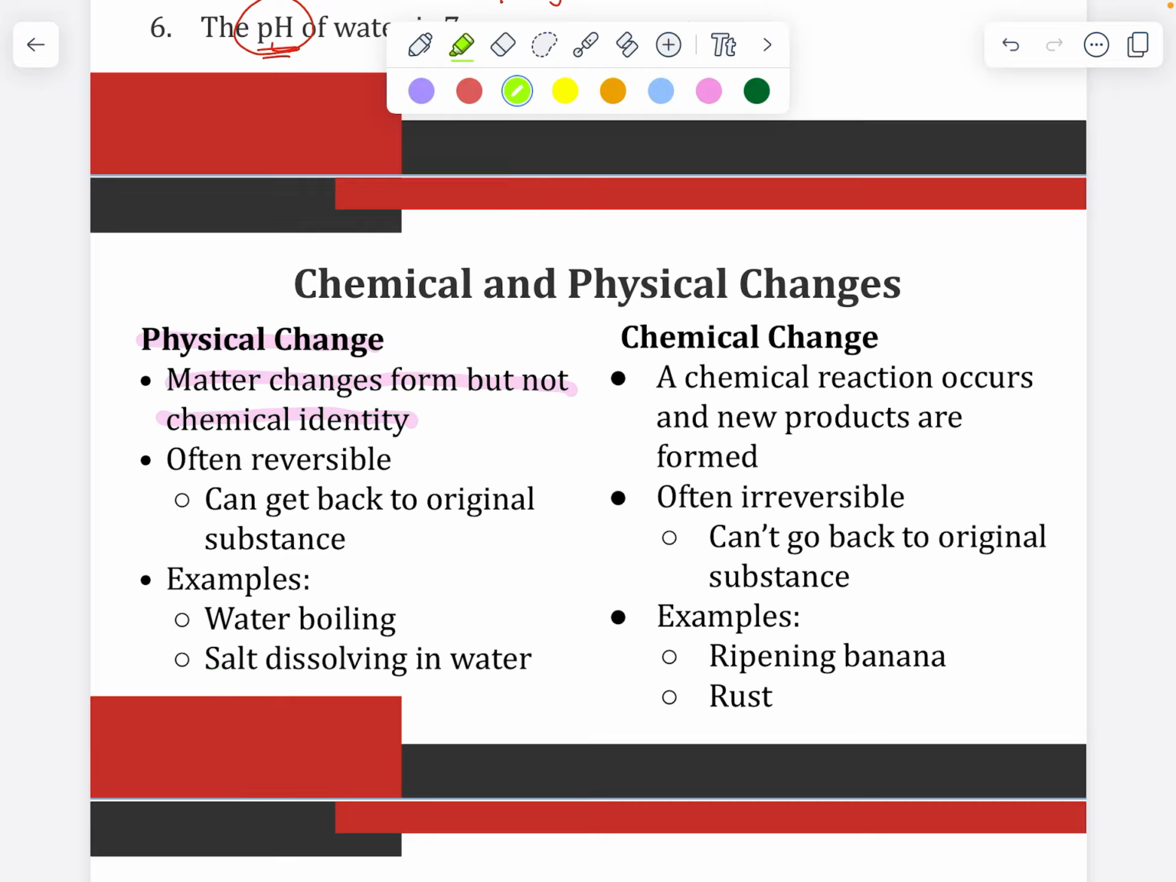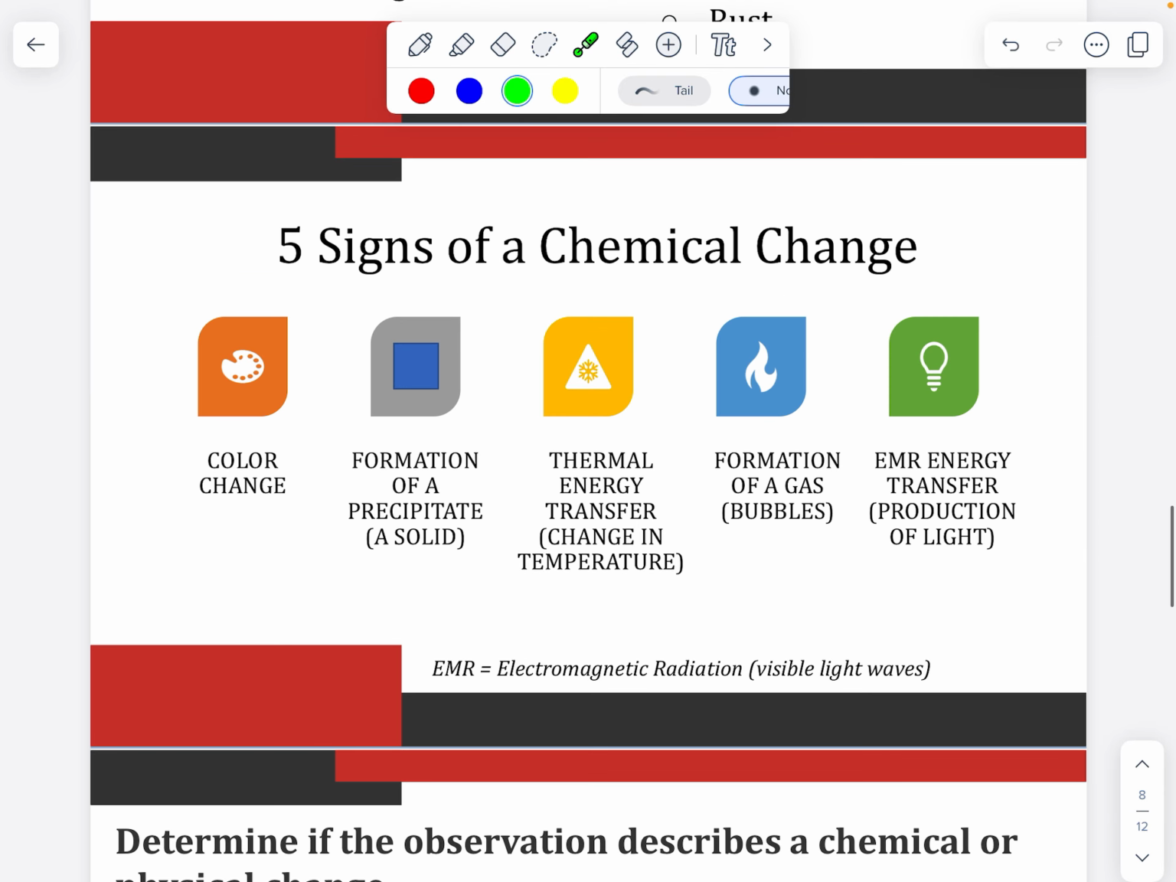Chemical changes now are where a reaction is actually occurring and so new products are formed. And often these are irreversible, so you cannot go back to the original substance. So something like the ripening of a banana or rusting, those are where new things are forming. And the nice thing is that we have 5 signs that a chemical change has taken place. And so we look at those signs in order to help determine if a chemical or physical change has taken place.